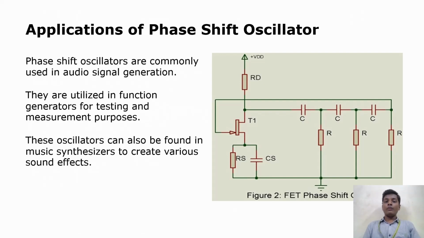Applications of phase shift oscillator. Phase shift oscillators are commonly used in audio signal generation. They are utilized in function generators for testing and measuring purposes. These oscillators can also be found in music synthesizers to create various sound effects.